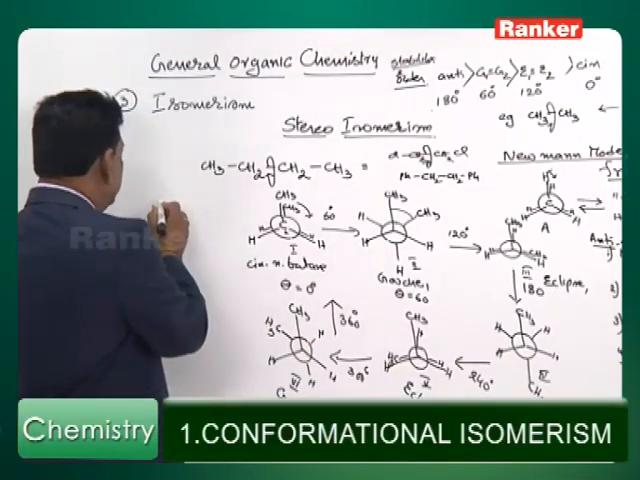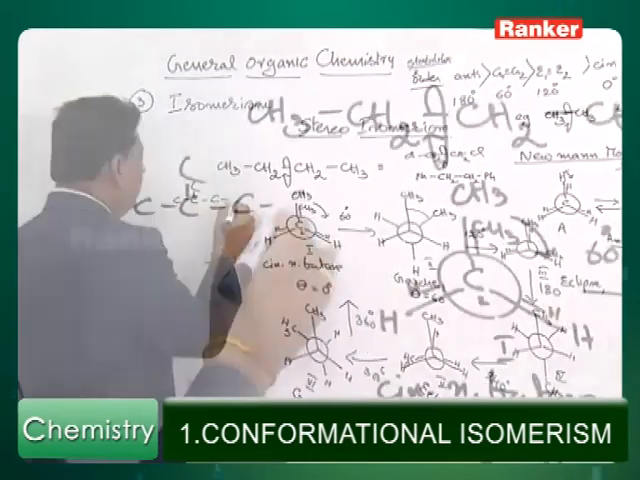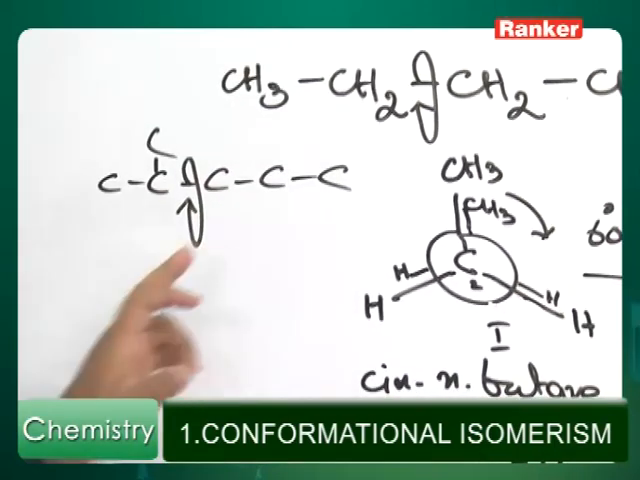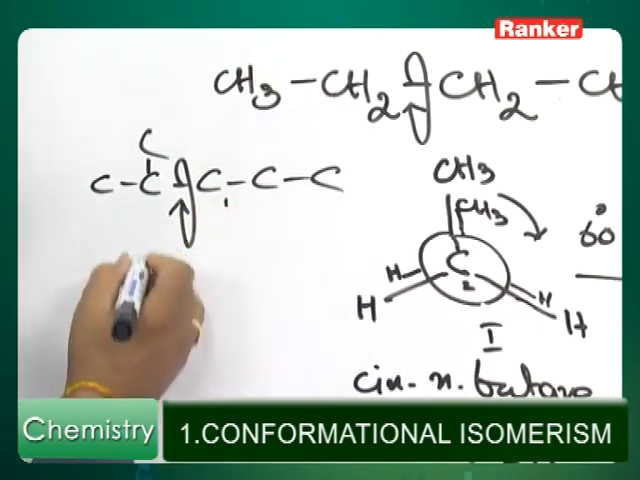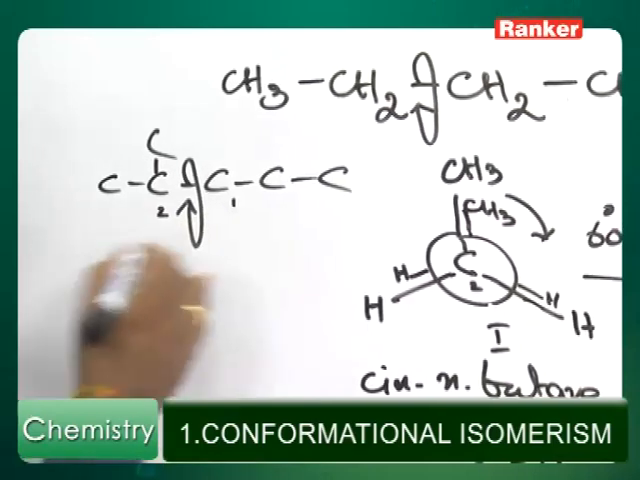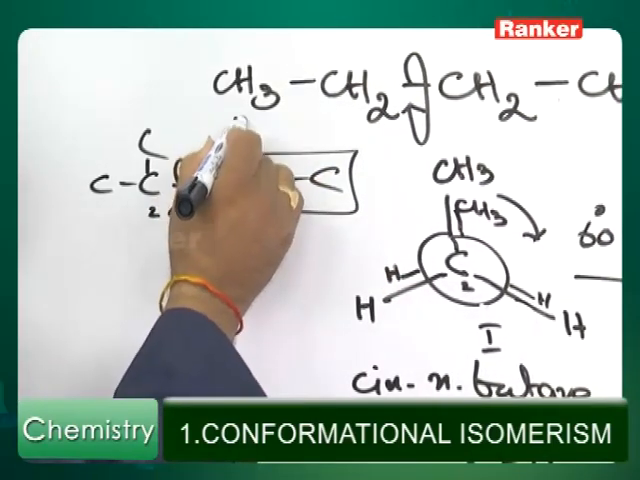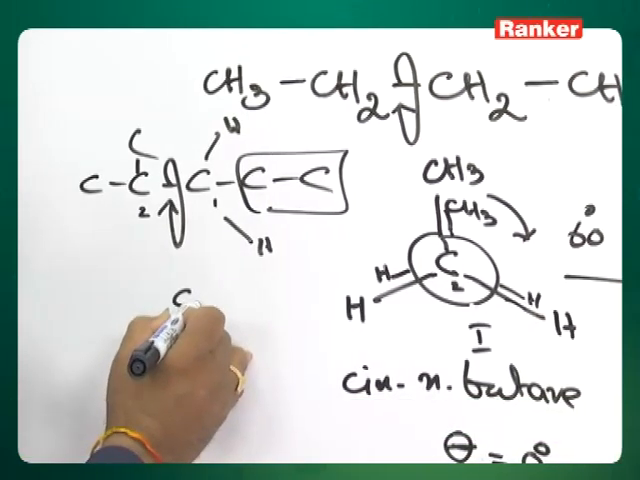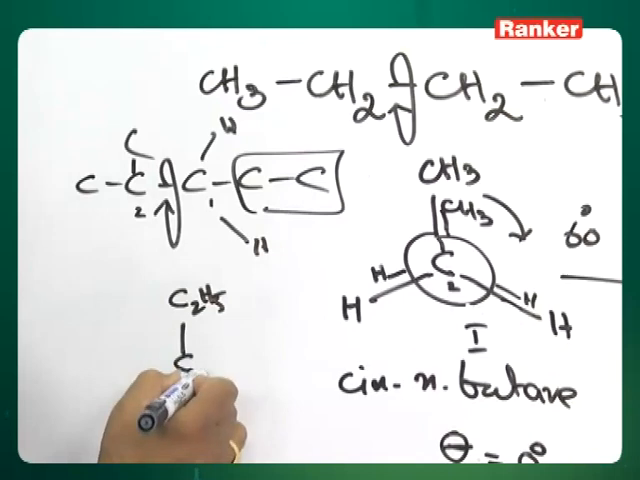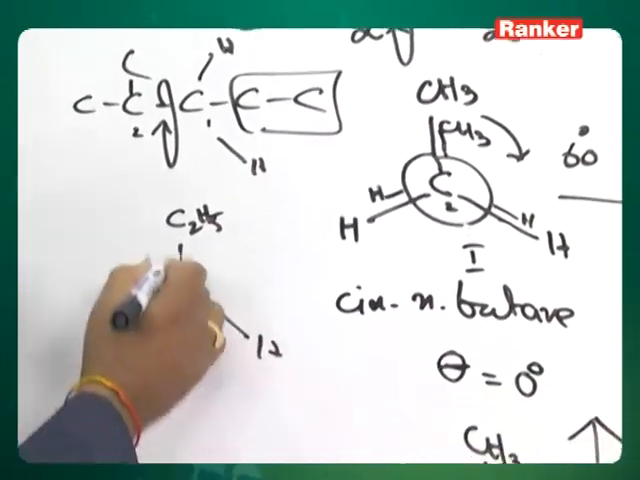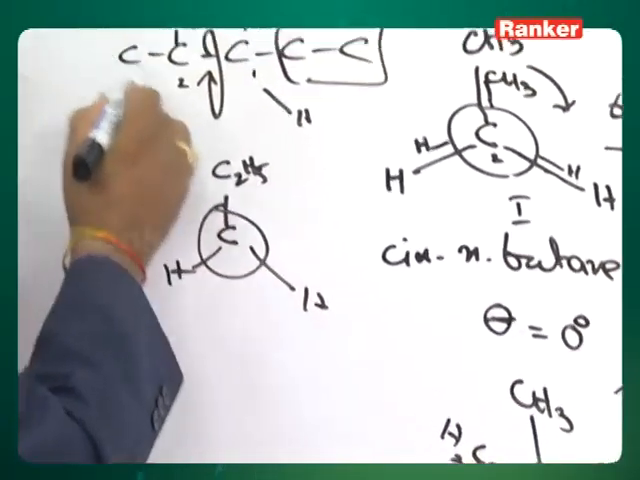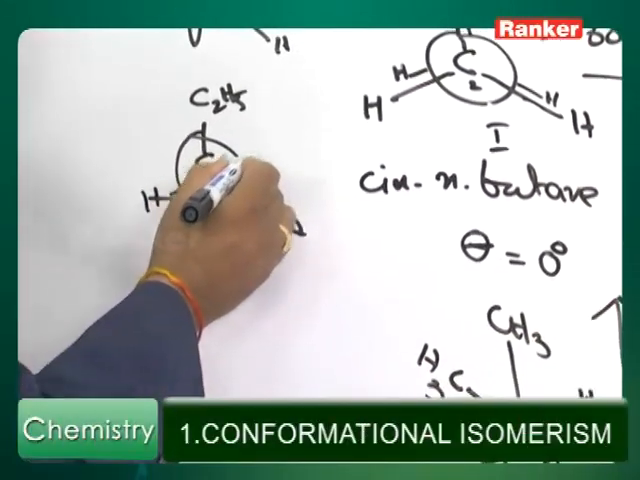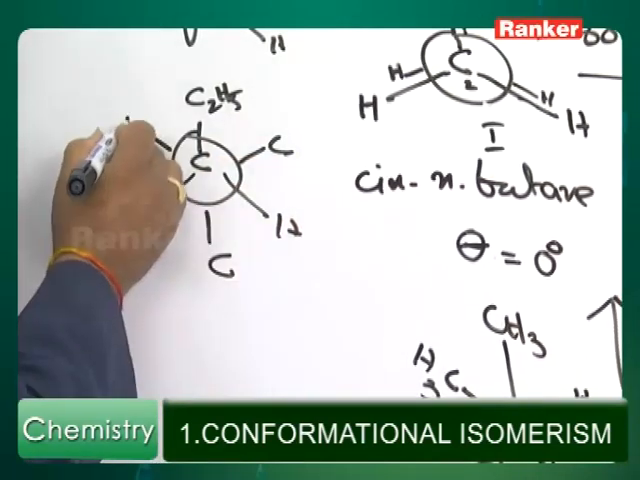If the compound is complicated, for example like this, and I am rotating this bond, let us take this as the first carbon and this as the second carbon. My first carbon has one ethyl group, one hydrogen and another hydrogen. So I must write one ethyl, C2H5, and hydrogen and hydrogen. And this carbon has 2 methyls and 1 hydrogen, so 1 methyl, 1 methyl, 1 hydrogen, like this.